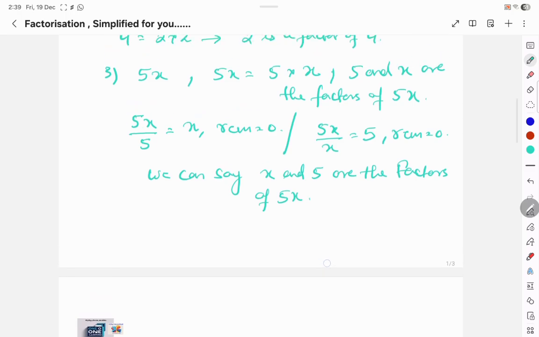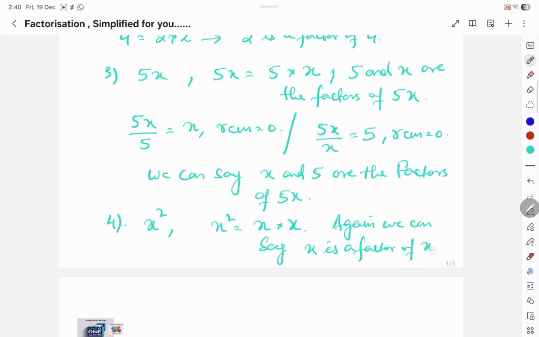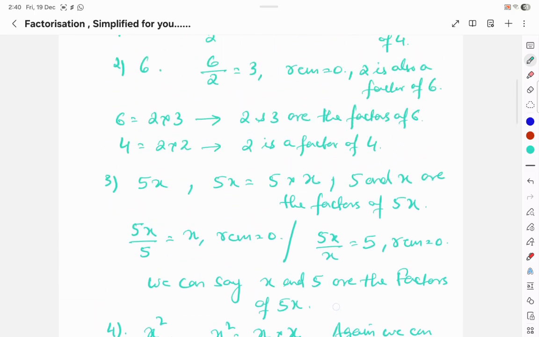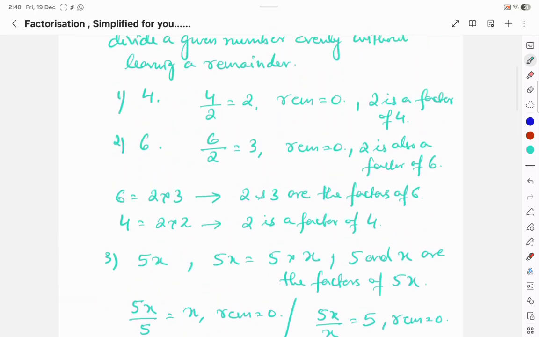Let's take one more example. Suppose I take x square. So now I know x square can be written as x multiplied by x. So again we can say x is a factor of x square. So these are a few examples of how we can find out the factors.